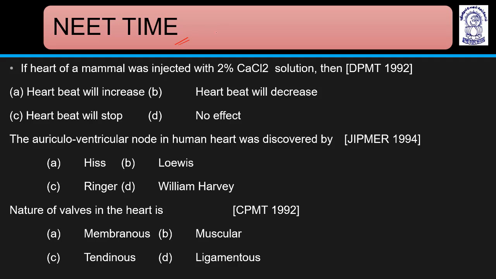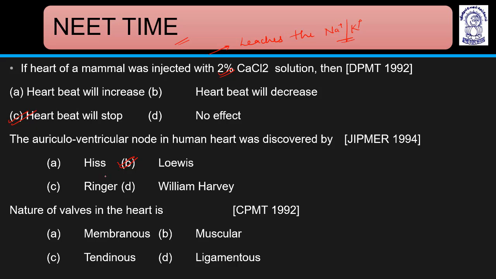Now comes NEET time, your favorite time. If the heart of a mammal was injected with 2% calcium chloride solution, then the injection of calcium chloride basically leaches the sodium and potassium ions, so the heartbeat will stop. The auriculoventricular node in the human heart was discovered by Lewis.